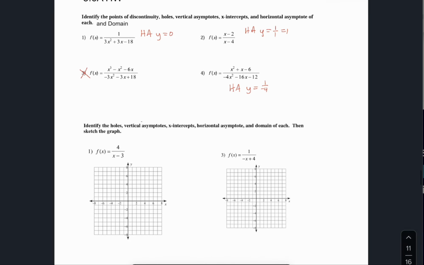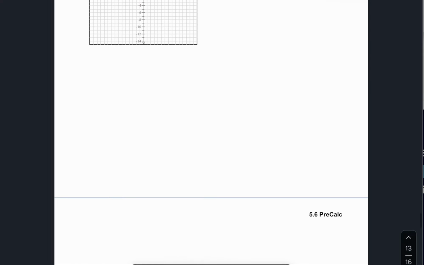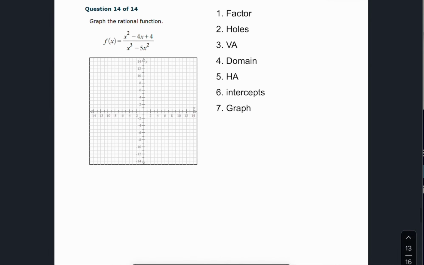So we have that 5-6A homework, so you should have enough information to find that. So let's look at this graph.